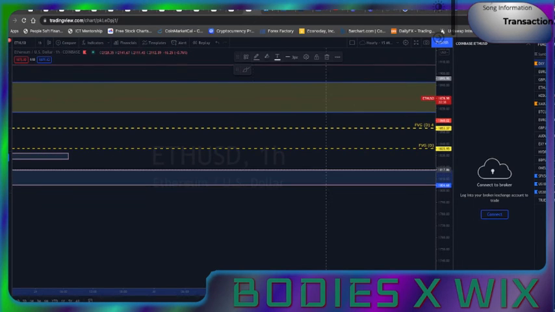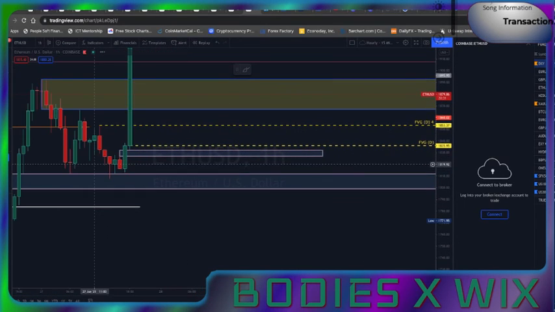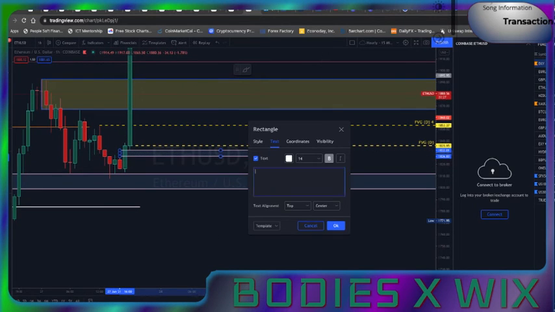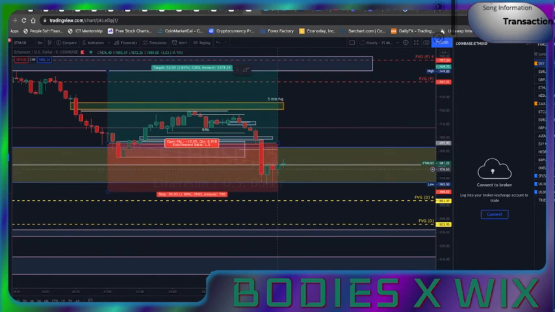No, it doesn't need to move. Yeah, this was the 1 hour fair value gap. So go ahead and mark that fair value gap. If you're in a short, that's bad news, because you usually want to see it hit that fair value gap and then bounce out almost immediately.